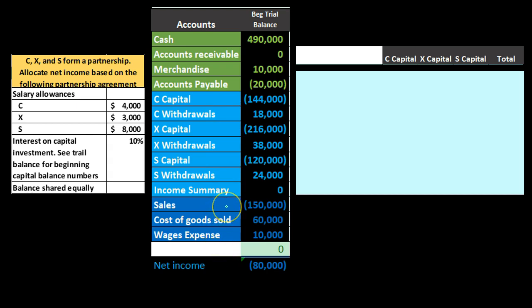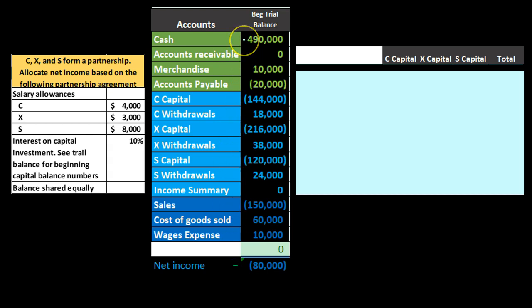Then we have the income and expense accounts, which would be revenue, and then the expenses, cost of goods and wages, just to show us a couple of expense accounts to see the net income calculation being the sales minus the cost of goods minus the wages. This is the net income that we're in essence needing to allocate. We will need to allocate this net income.